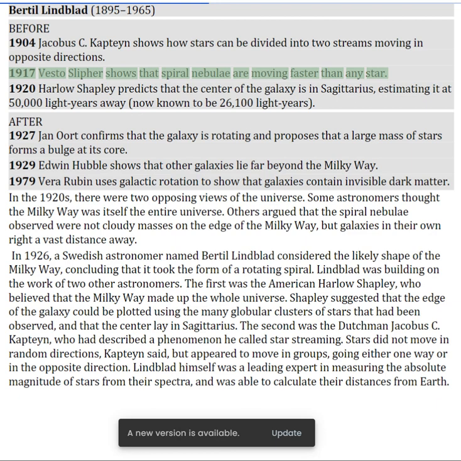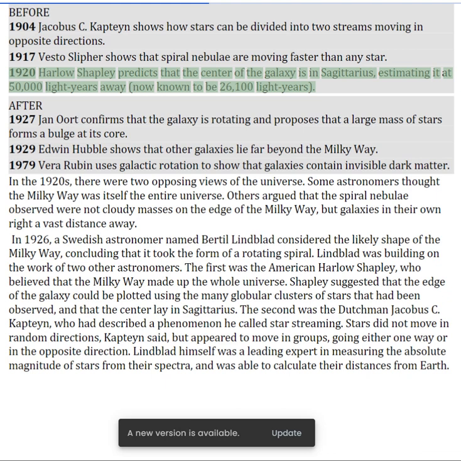1917 Vesto Slipher shows that spiral nebulae are moving faster than any star. 1920 Harlow Shapley predicts that the center of the galaxy is in Sagittarius, estimating it at 50,000 light-years away.